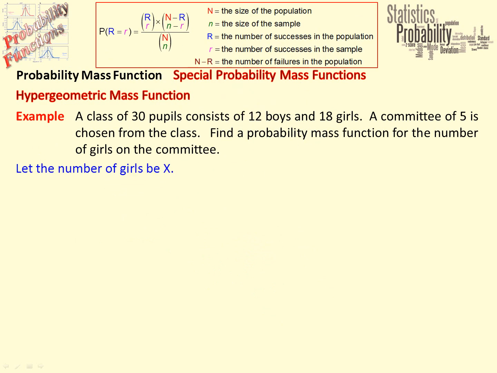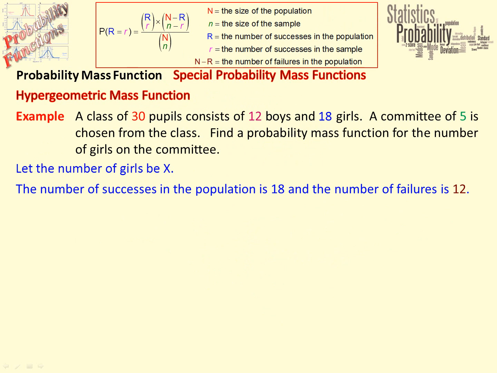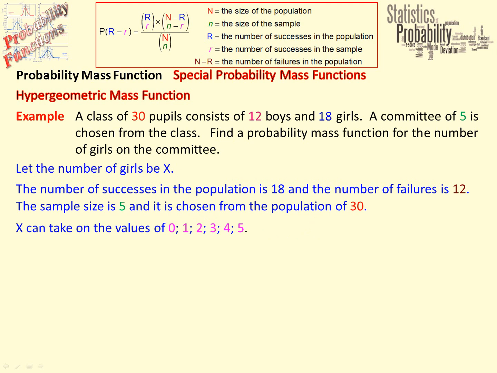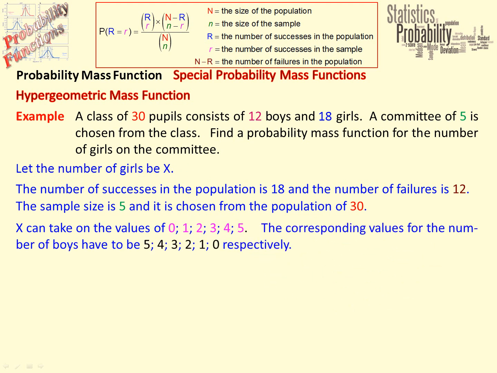So let the number of girls be x. There's our discrete random variable. The number of successes in the population is 18. The number of failures is 12. Sample size 5, and it's chosen from a population of 30. So x can have those values, which means the failures, the number of boys, are those. You subtract 5 minus 0, 5 minus 5.